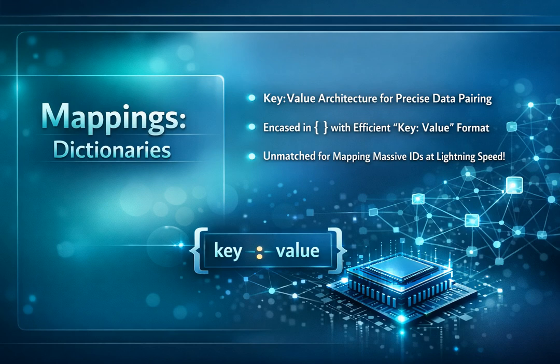Dictionaries are a mapping type that store data as key-value pairs inside curly braces. Each key is unique and maps to a specific value. For example, a dictionary could store a student's name as the key and their marks as the value, enabling very fast lookups.